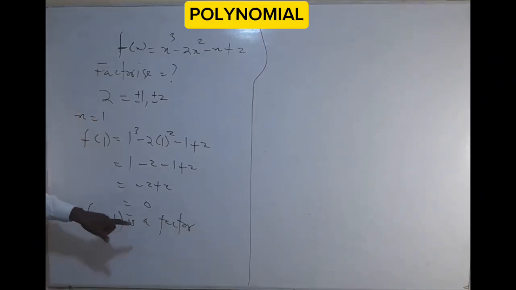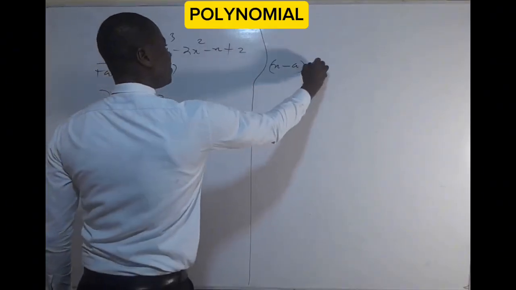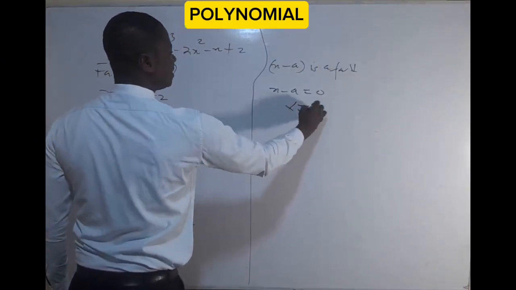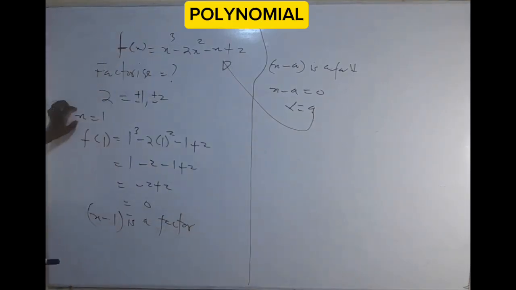It means that x minus 1 is a factor. If you remember, I said that if x minus a is a factor, then when you equate x minus a to 0 and make x the subject, when you put that a into the function, you're supposed to get 0. So you see that here we took x to be equal to 1. That's the first positive factor of 2. And after substitution and calculation, we had 0. That means that x minus 1 is a factor of that polynomial. If you take this value 1 to the left hand side, it becomes x minus 1. So I guess you understand that.